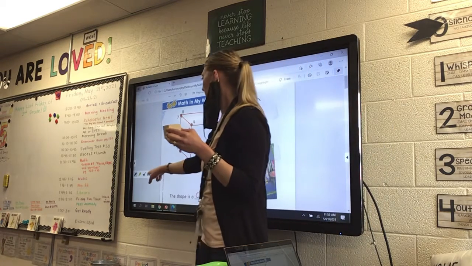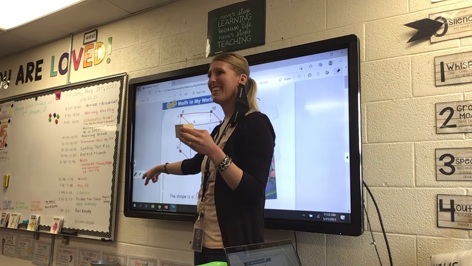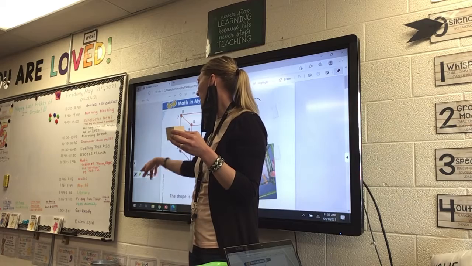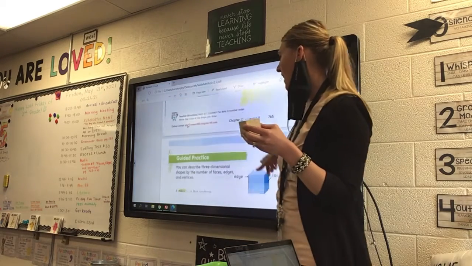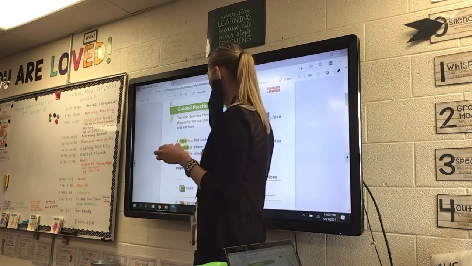Can we color our cube? You want to color it? Why don't you just leave it, because if you color it, then you're not going to be able to see the cool lines and stuff. Color it out. Okay, now let's turn it to the guided practice.